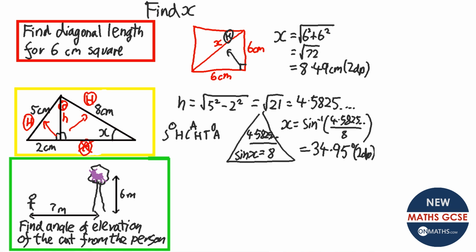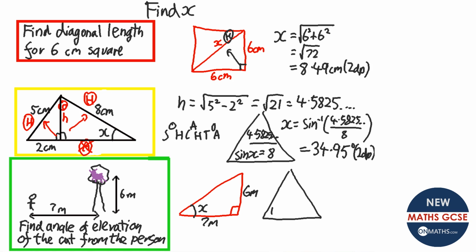Okay, so last question. We need to draw a triangle to represent the situation. It's a right angle triangle, and we've got 6 meters here. We've got 7 meters there, and we're looking for the angle of elevation of the cat from the person, which is here. Looking at the triangles, it's going to be a tan, I believe. So it's going to be tan X. Now, stupidly, I've not labelled them, so let's label them.